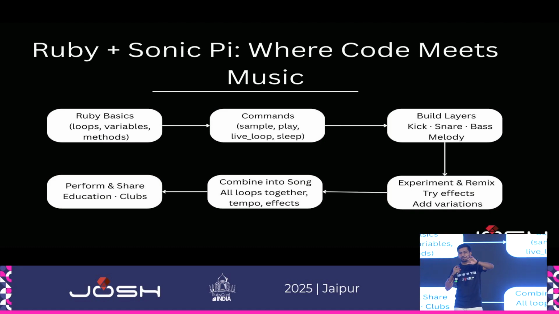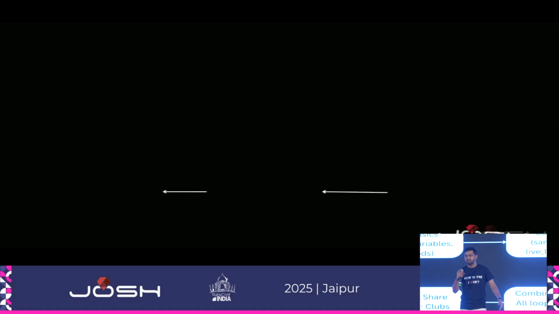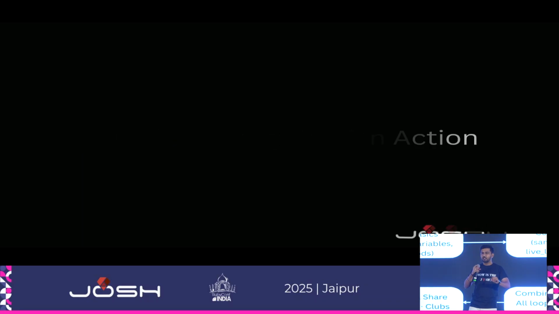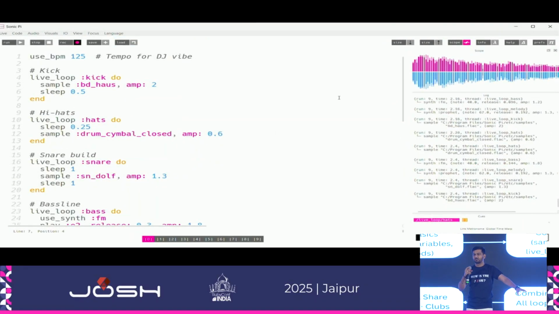It's pretty easy to connect Sonic Pi with Ruby. First, we need to install Sonic Pi from its website, and then we can use our Ruby basics, variables, loops, etc., and then some commands. Also, we can add some bass, kick, and melody, and combining all that, we will get a music melody song.